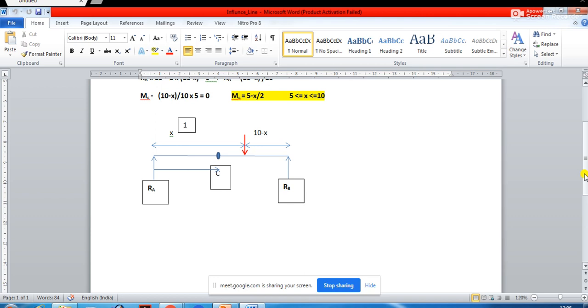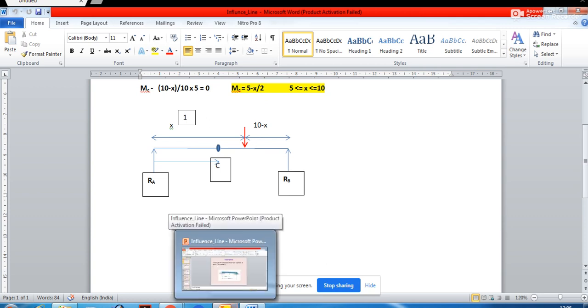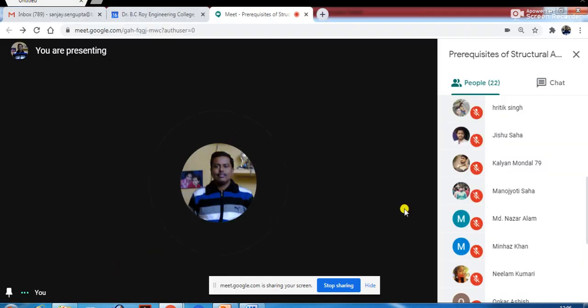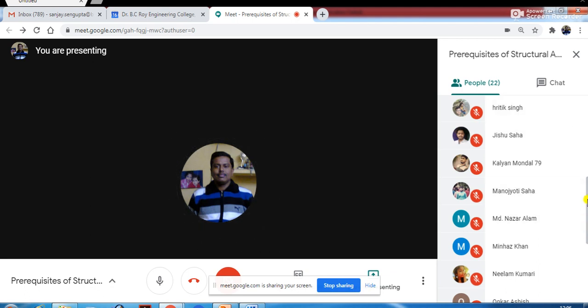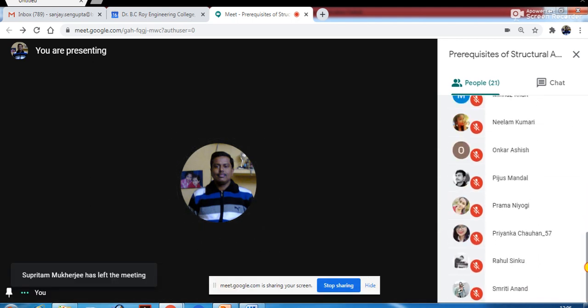Okay. Anyway, let us start with this. Any more doubt? The moment influence line diagram we will discuss today. Any other doubt? Anyone? Do you have any doubt? Okay, then let us start.